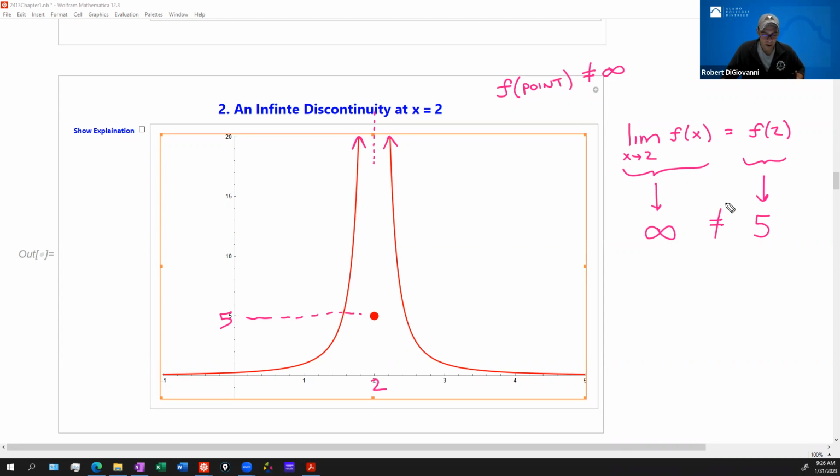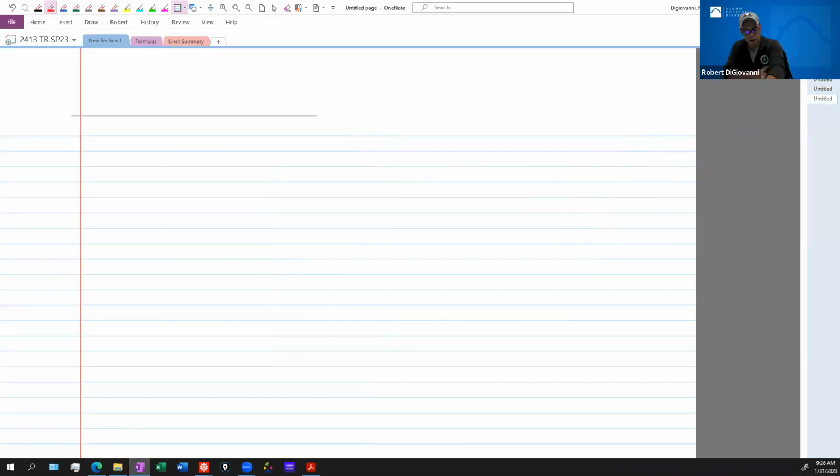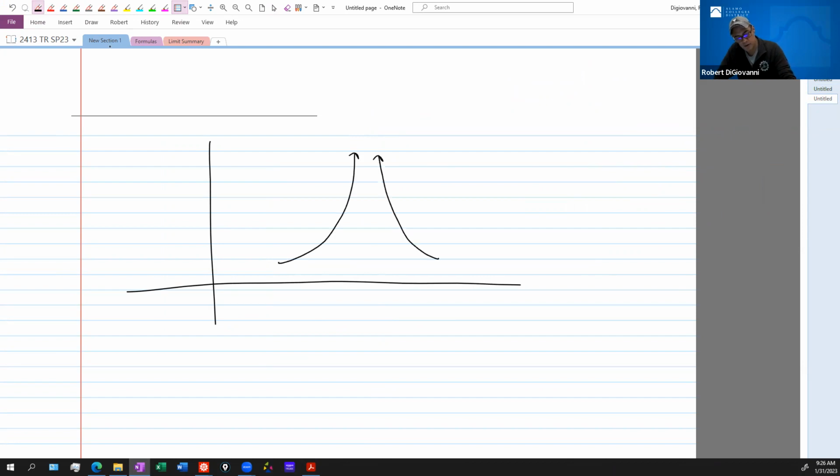Now, I'm curious if anyone can tell me why we will always have a discontinuity whenever we have a vertical asymptote. I want you to think about that for a second. I want to see if we can get more people to play here. If I tell you that our function does this at A, or maybe it goes the other way, maybe at A it goes down to negative infinity on both sides, can someone explain why we can never be continuous when this happens?